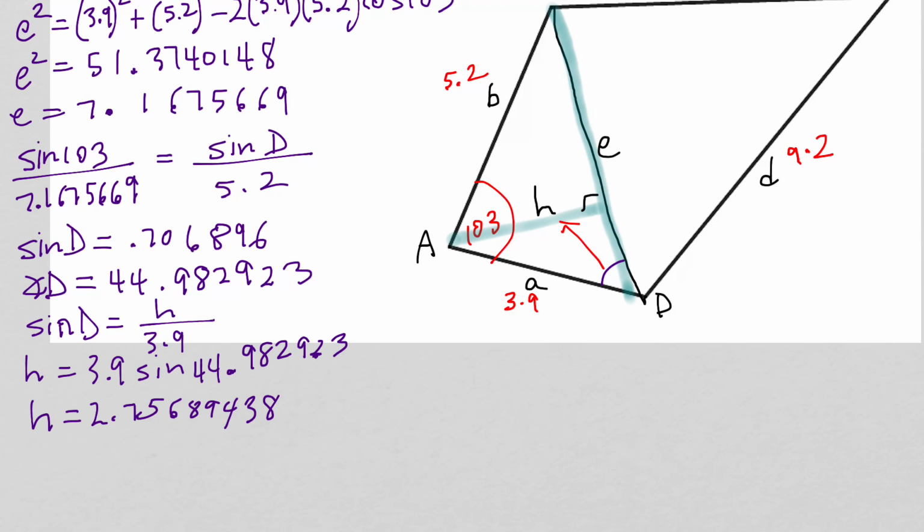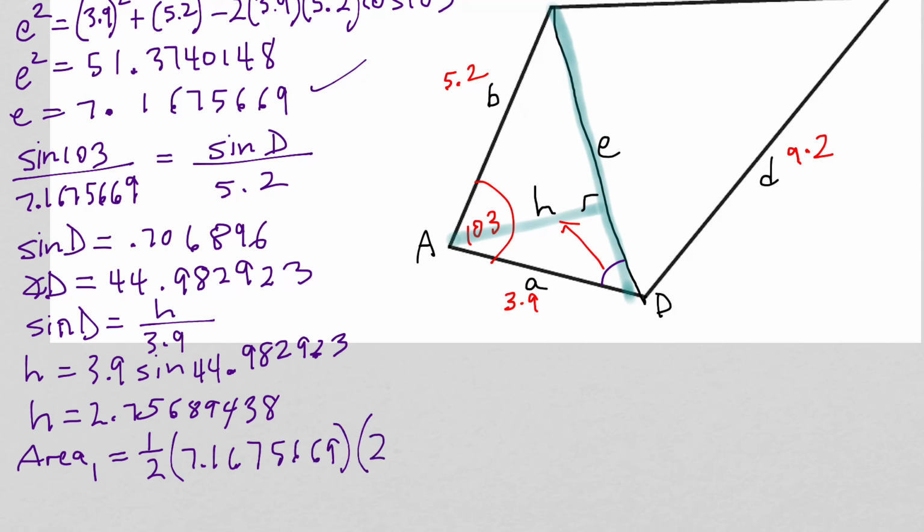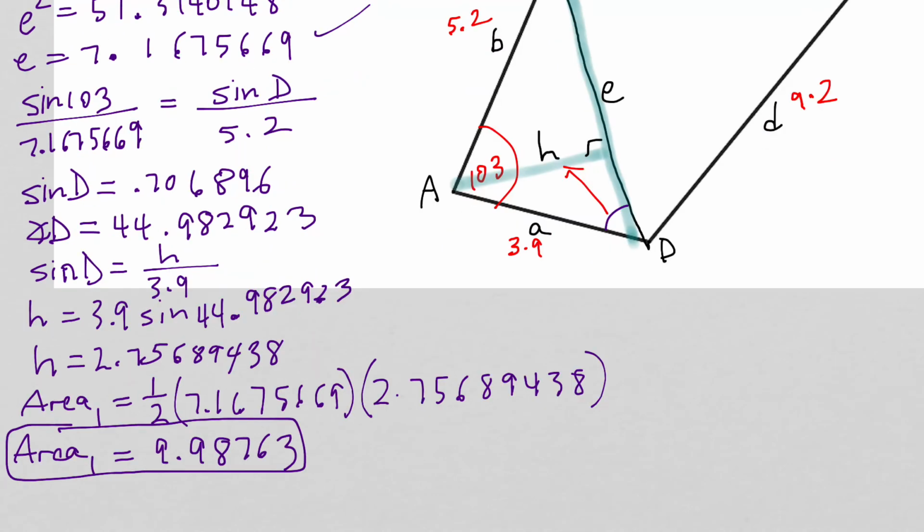So I can say the area for that triangle I'm working on, the left triangle, I'm going to call it area 1, is 1/2 my base, which is my E number. My E is all the way back here, this 7.1675669, times my height. And this will give me the area for the first triangle. Okay, so I've got that area. I'm just going to keep those 5 digits to the right of the decimal point. All right, so I'm halfway done.